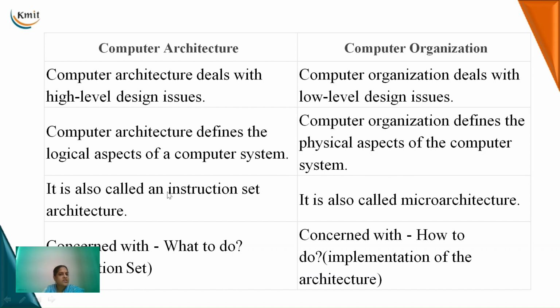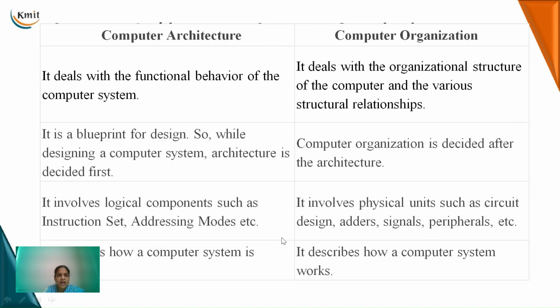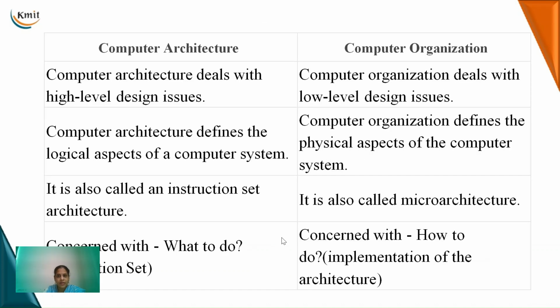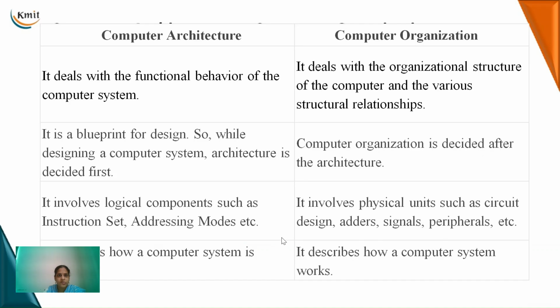So computer architecture is also called instruction set architecture, whereas the computer organization is also called microarchitecture. So computer architecture is concerned with what to do, whereas the computer organization is concerned with how to implement the architecture. So this is about the differences between computer organization and architecture. This is one of the important concepts.